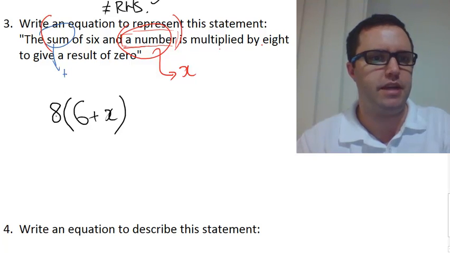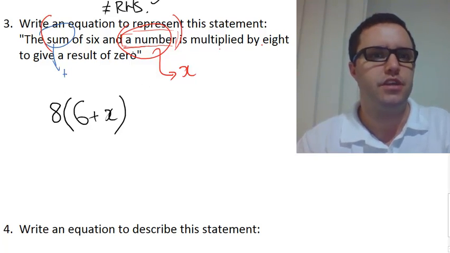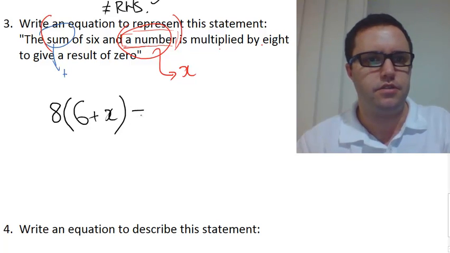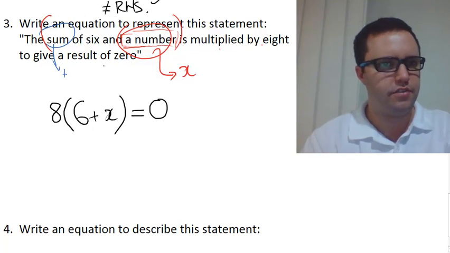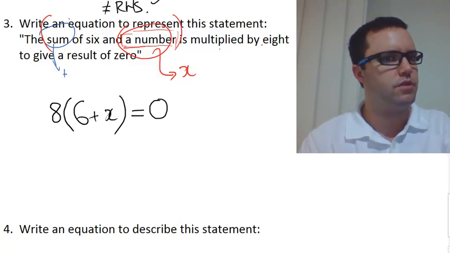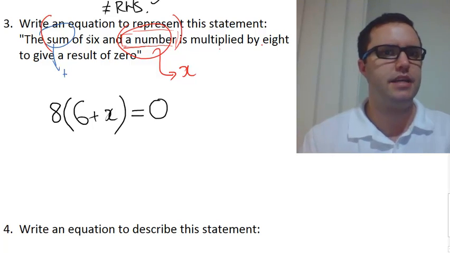You can put it at the front or the back, doesn't matter. Chuck it at the front to give a result of 0. So we know that the stuff on this side is going to have to be the same as 0. And we're done. Hopefully we're able to follow that. Please rewind, watch it again to see how I unpack that number sentence there.